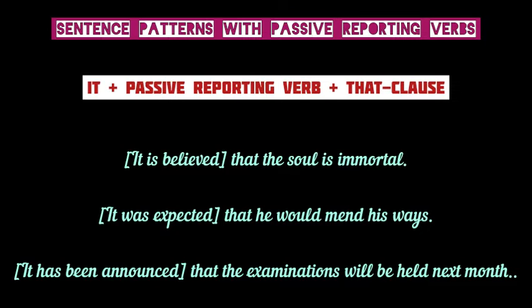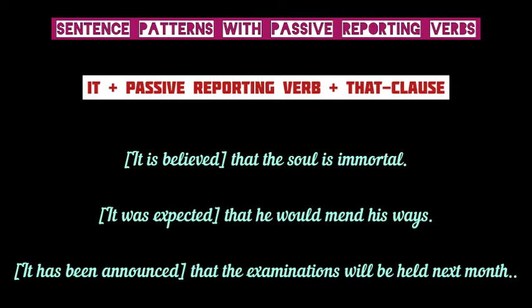And then, it was expected that he would mend his ways. The speaker does not mention who had this expectation. The source of this expectation is not known to us. Instead of saying I expected, the speaker is distancing himself from this expectation by using the passive reporting verb here.